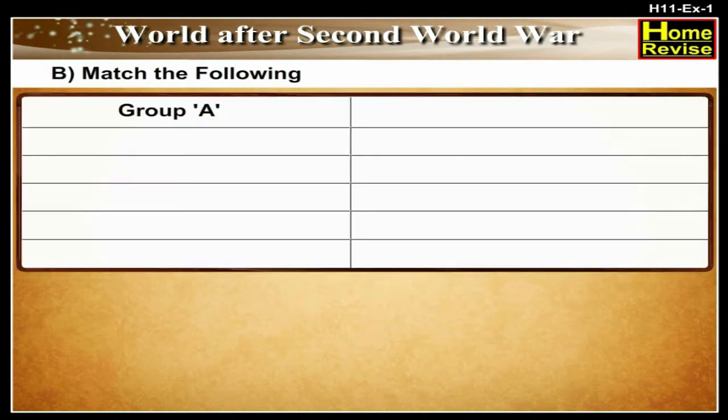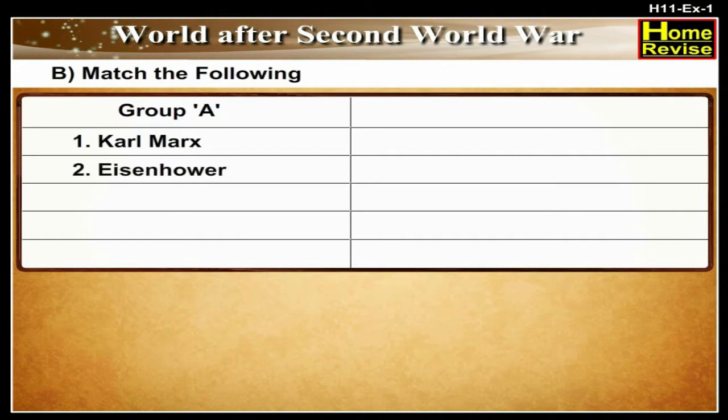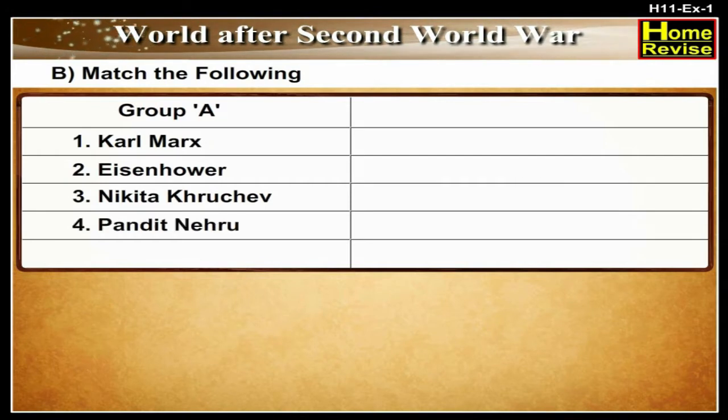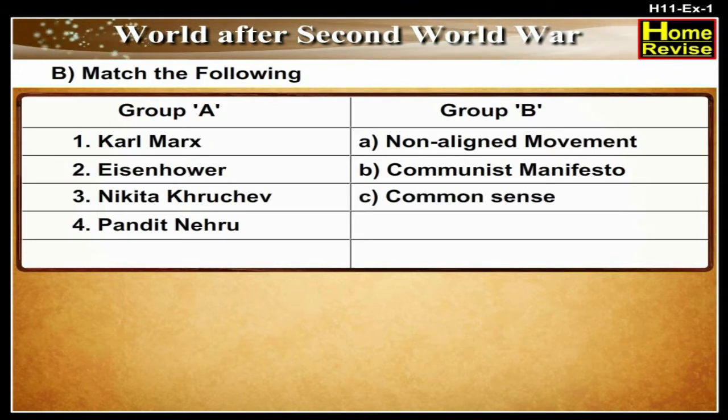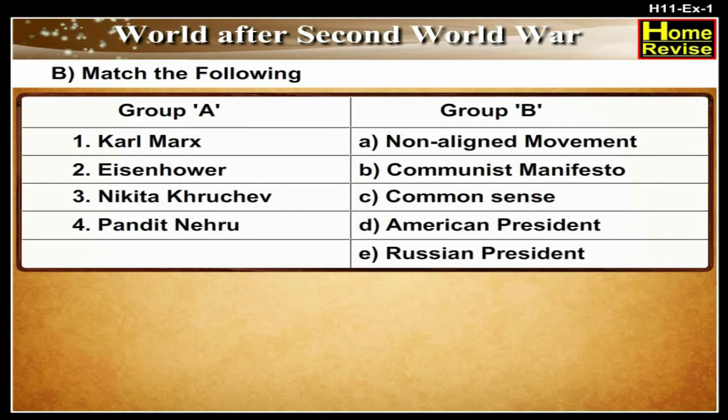B. Match the following. A. Number 1. Karl Marx. Number 2. Eisenhower. Number 3. Nikita Khrushchev. Number 4. Pandit Nehru. B. A. Non-Alliance Movement. B. Communist Manifesto. C. Common Sense. D. American President. E. Russian President.